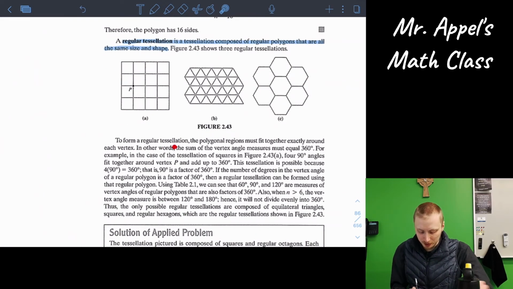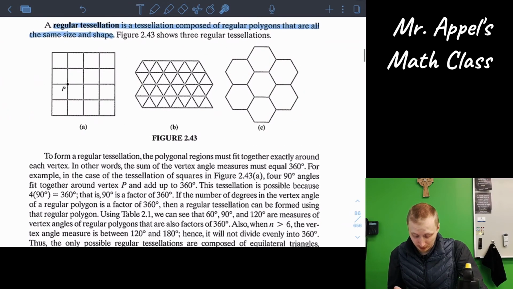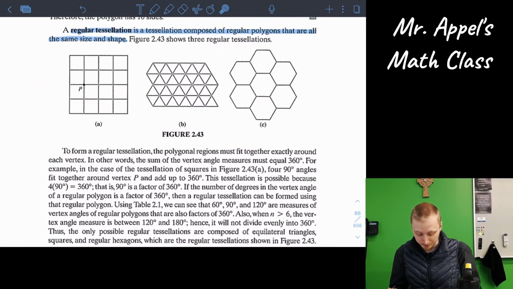To form a regular tessellation, the polygonal regions must fit together exactly around each vertex. All right? So here we go. Here it is. Why do tessellations work? In other words, the sum of the vertex angle measures must equal 360 degrees. Highlight that. That is important. The sum of the vertex angle measures must equal 360 degrees.